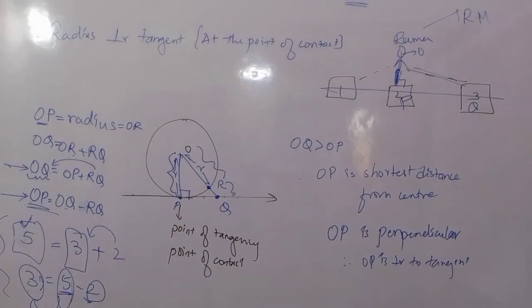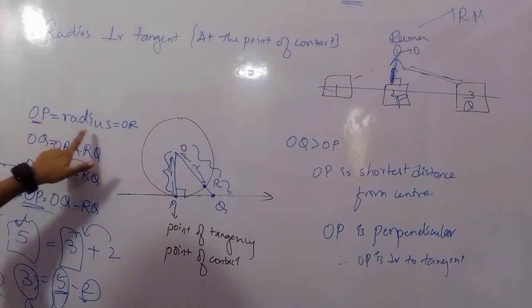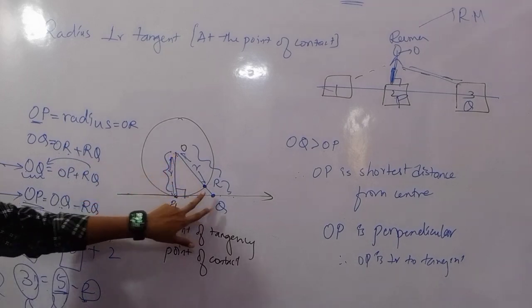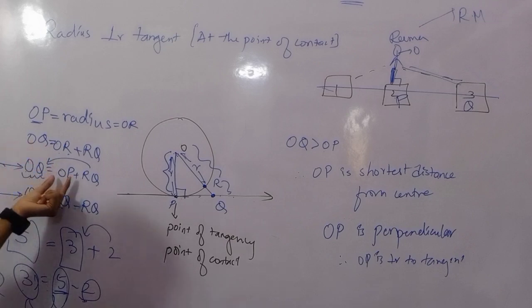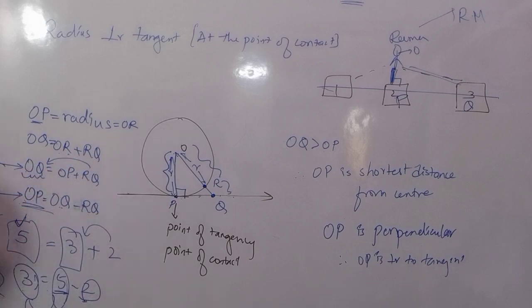Oh, this part was not visible. I'm so sorry. Now have a look here. OP is a radius and OR is also a radius. Now OQ I can write as OR plus RQ. That is what I wrote here. And instead of OR I substituted OP, because OP and OR are the same, so OQ is OP plus RQ. This explanation is clear, I guess.